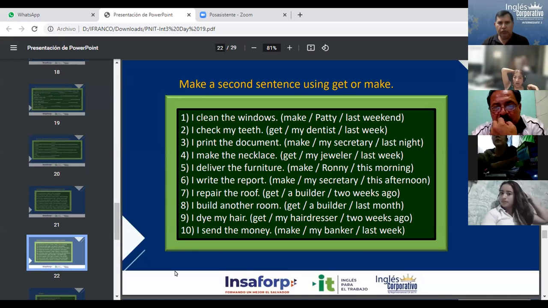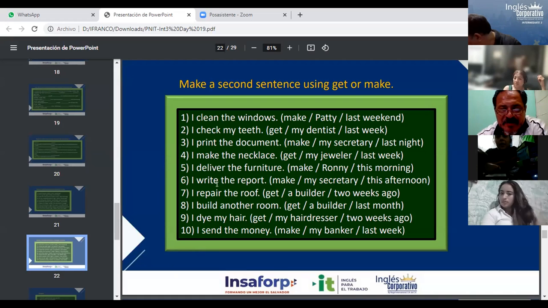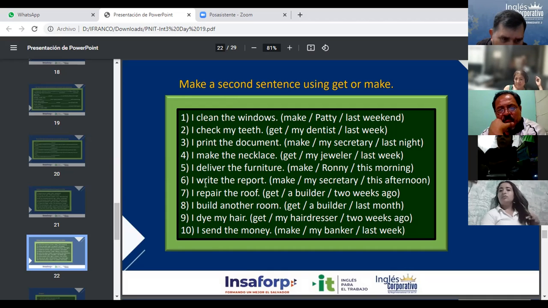Number two, I got my dentist to check my teeth last week. Ophelia, number six. I made my secretary write the report this afternoon.